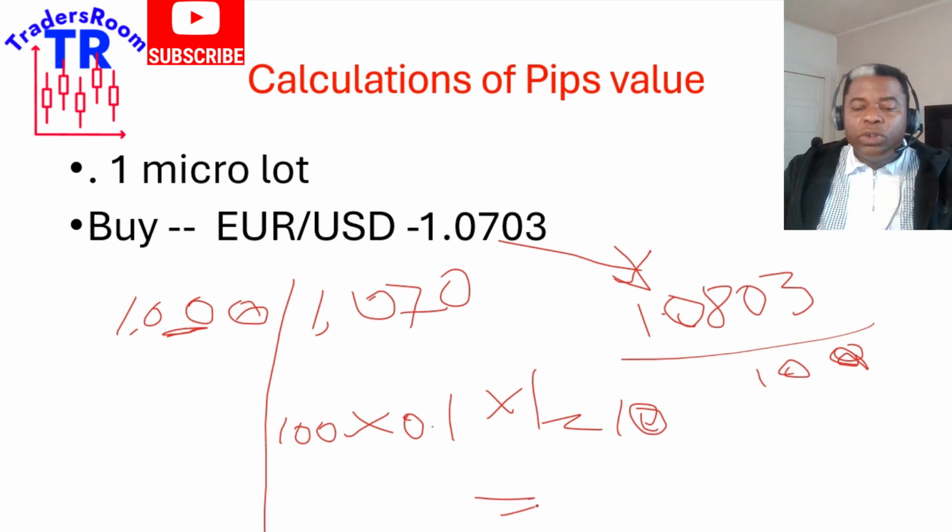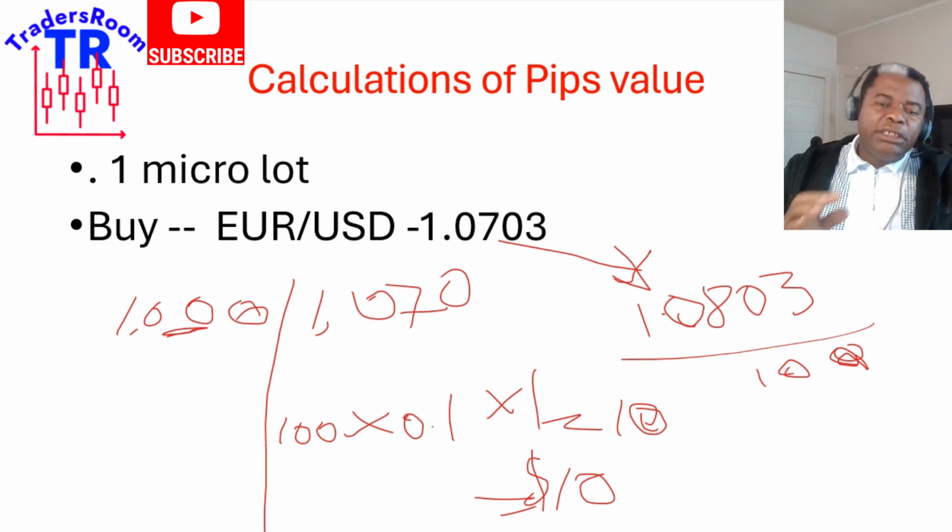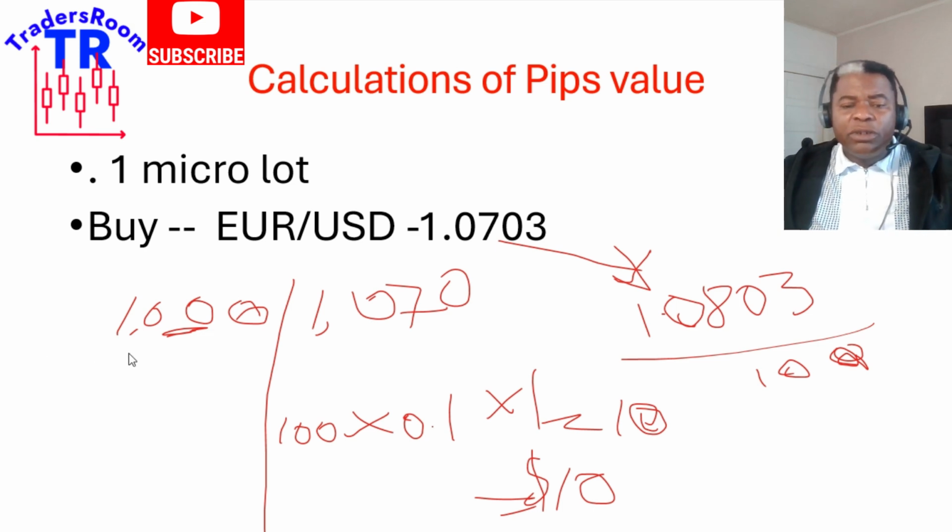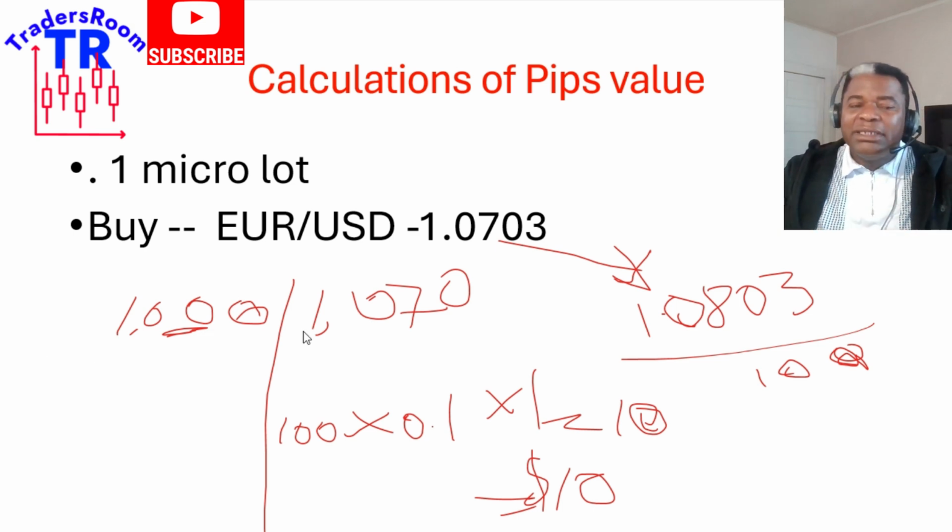So meaning you were able to make a profit of $10 on your trade. So why are all these calculations? Once again, this helps you to know how you can manage your account, whether you are profiting or not. And this will equally help you to know that the more money I have in my account, the better for me, so that I will be able to convert my pips to a standard number. So you'll be able to get this. So this is how to calculate it generally.